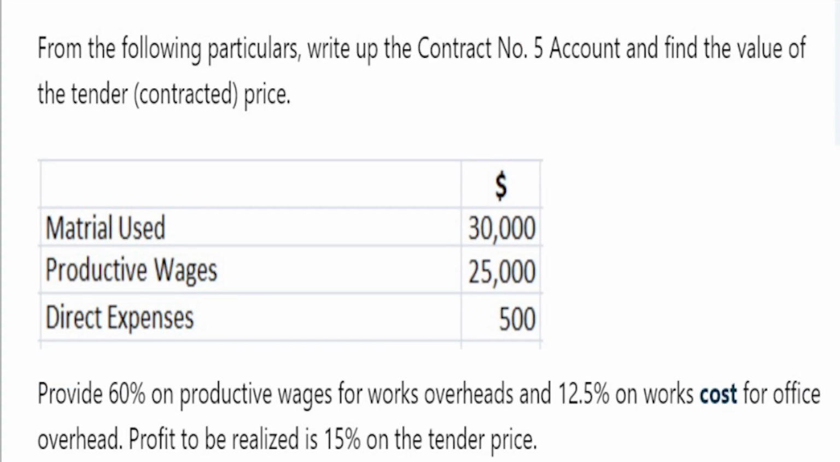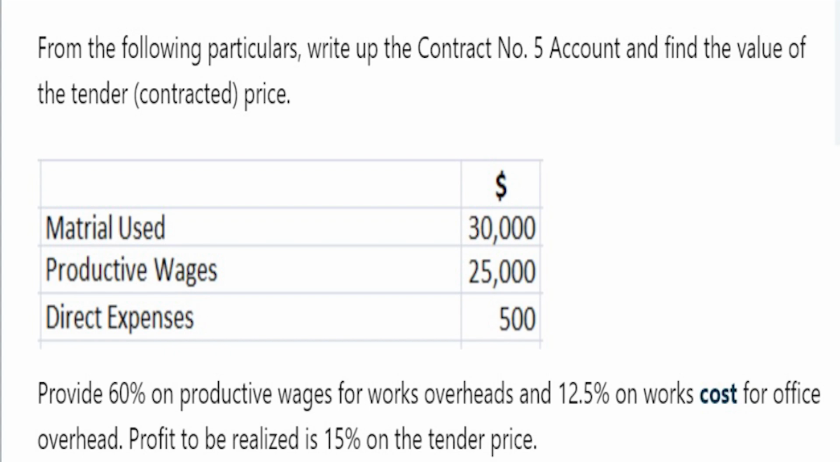The question is from the following particulars. They told us that we should write up the contract number 5 account. You know the first one we solved is contract number 50. We should write up the contract number 5 account and find the value of the tender, that is the contract price. They gave us the materials used as $30,000, the productive wages as $25,000, and also the direct expenses, which is $500.